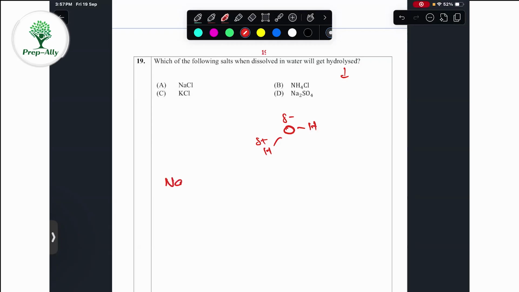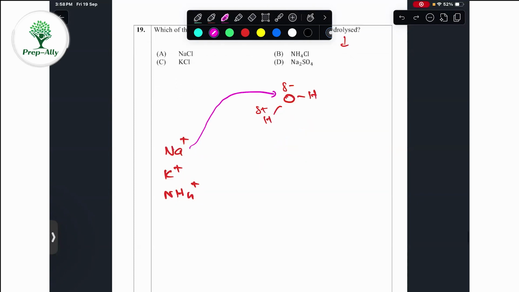Now I have ions. What are the ions I have? I have Na plus ion, I have K plus ion, I have NH4 plus ion. And I have again Na plus, like Na, I can eliminate again, right? Na plus ion, will it be able to take the OH minus ion from water to become NaOH? Will it have that capacity to do it?